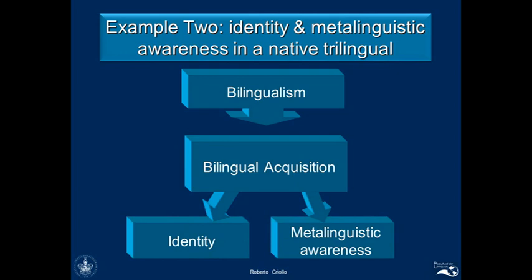So in this case again, we proceed from general to specific: bilingualism, then bilingual acquisition, and then within bilingual acquisition there are 2 variables: identity and metalinguistic awareness. This is the way in which the second example was organized.